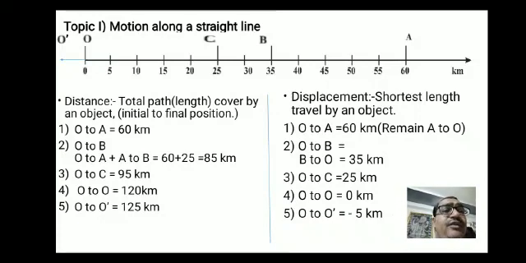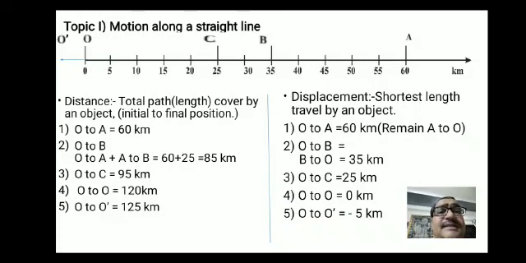Now in 4, displacement O to O means a car goes from O to A and comes back A to O. So what is the displacement here? It has not traveled, it comes to its initial position, so displacement should be 0 kilometer.